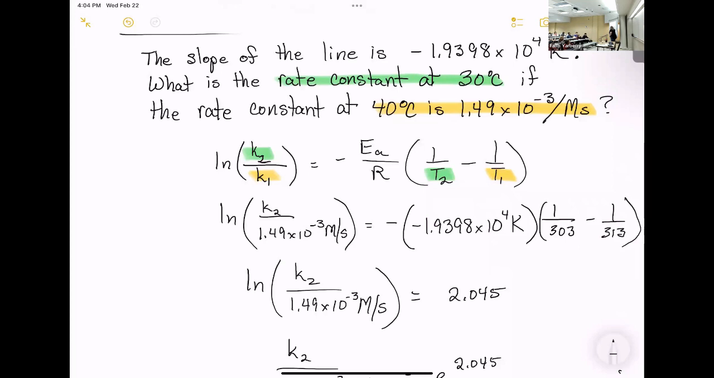So basically, I knew that I was going to be dealing with rate constant at 30, rate constant at 40. That told me I needed this previous equation. So natural log, and it wouldn't have mattered which you chose as K1 and K2, as long as you kept the appropriate pieces together, getting the 2.045 there. All of this multiplied by a positive 1.93898 times 10 to the 4, which is amazing. Yeah, no, I get 0.011. That's what I get by the end.